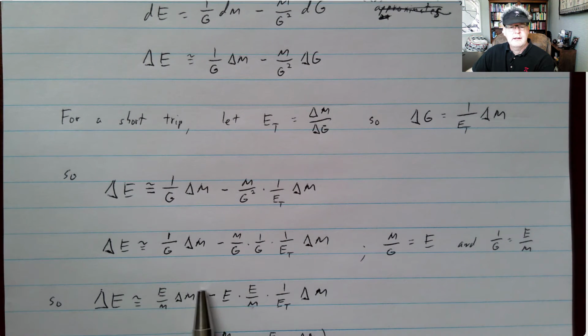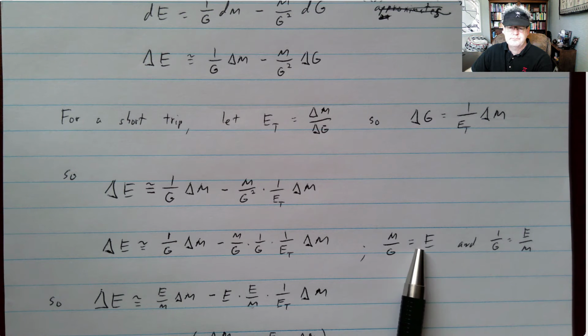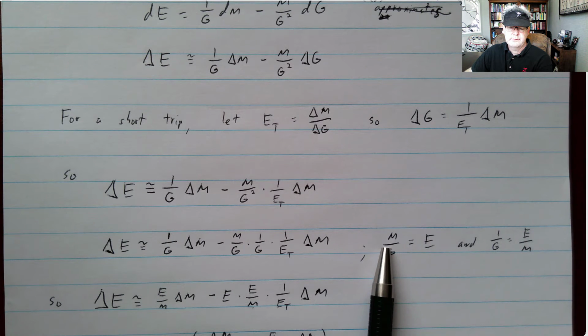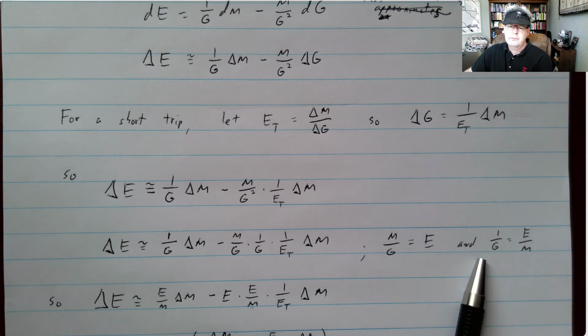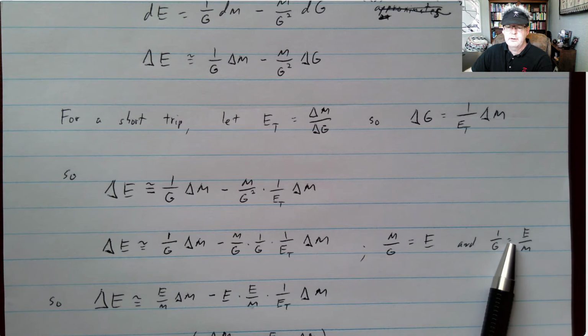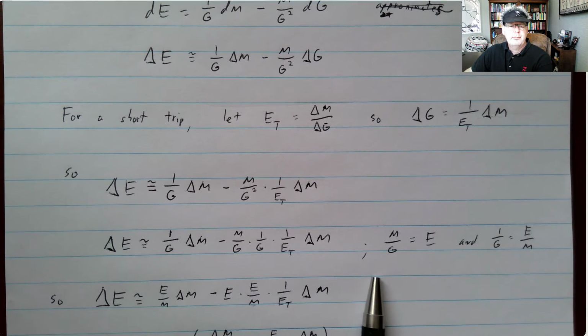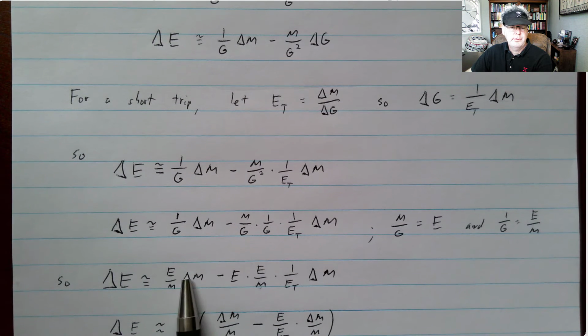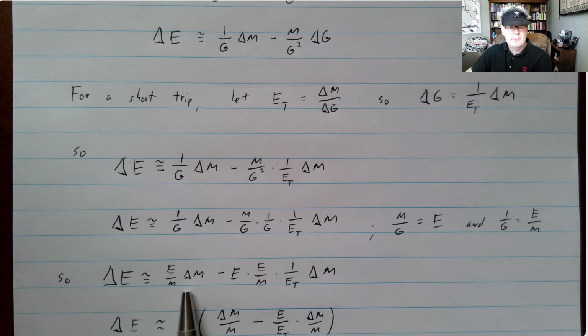And I'll just separate out a little bit. I've got a m over g squared. I'll write that as m over g times 1 over g. So that was the only change here. And again, I don't know gallons, but we know the efficiency is miles over gallon. So 1 over gallons is your E over M. So if I put that in for my 1 over g, I've got E over M, delta M, minus, m over g is just E, 1 over g is E over M, and then 1 over ET delta M.